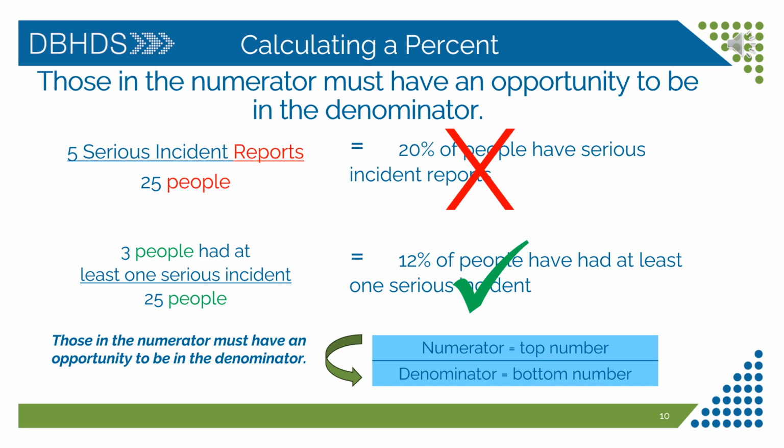The bottom example here says 3 people had at least one serious incident divided by 25 people. So you ask, can those people in the numerator have had a chance to be part of the people in the denominator? And in this case, yes, they can. So the result here, 12% of the people have had at least one serious incident, is a correct way to do that calculation for a percentage.